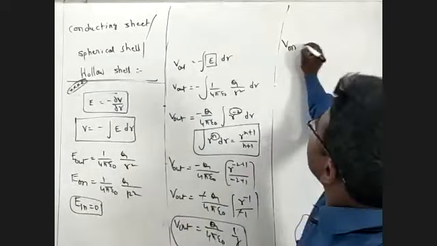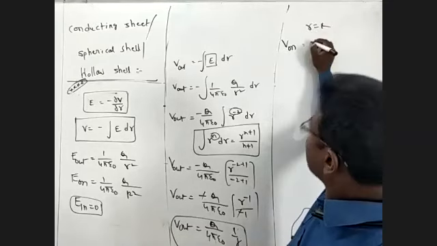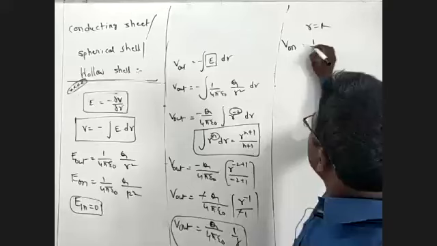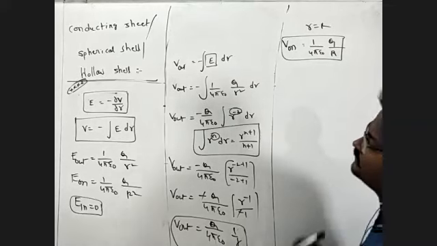So V on the sphere, where small r is equal to capital R, we just replace small r by capital R in 1 by 4 pi epsilon naught Q by r.